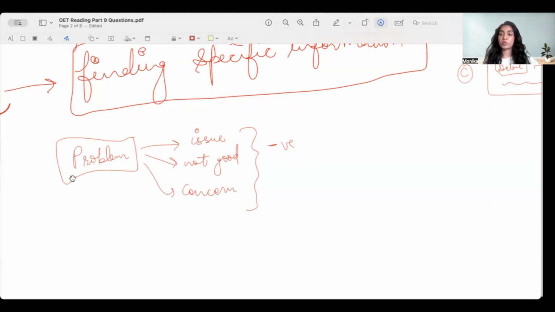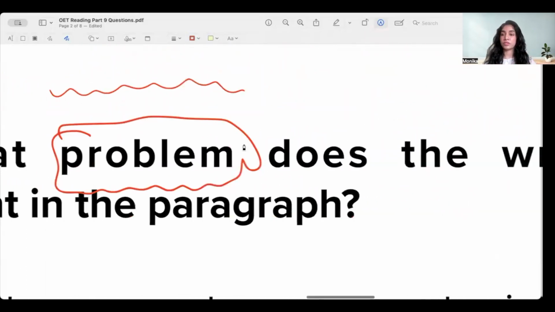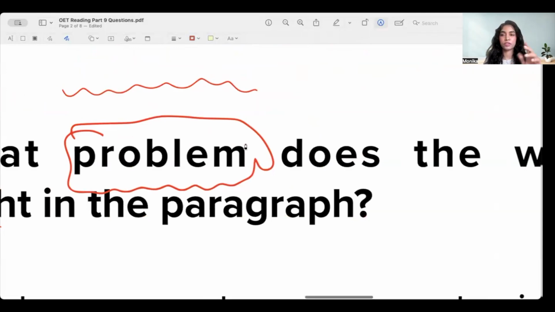So when I go to that paragraph to find specific information, I am scanning for negative things. What things could be problematic? It could be the cause of something. It could be something that is happening right now. It could also be a result of something. It doesn't matter to me as long as it is something negative. And when you answer a detailed question, what problem does the writer highlight, or the writer highlight, doesn't matter. It could be one problem. It could be two problems. It could be three problems.